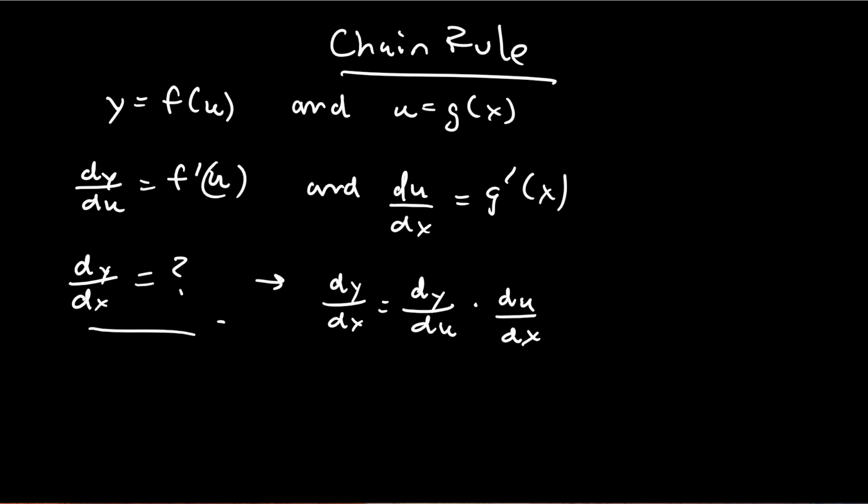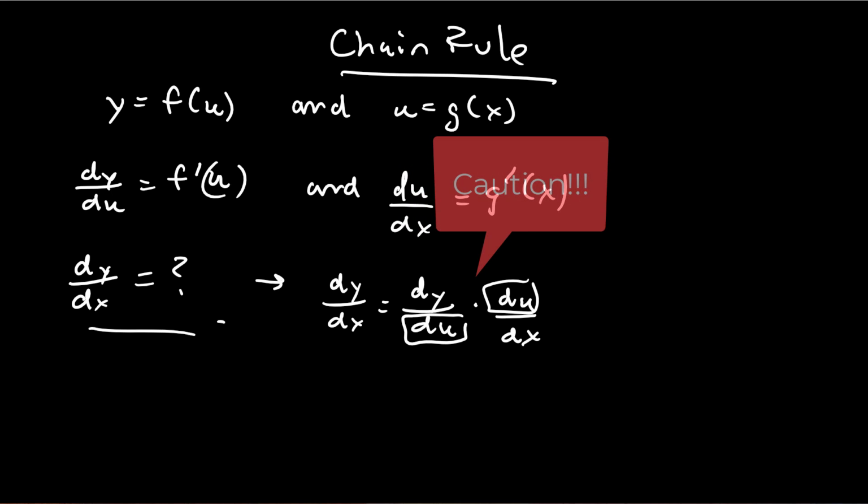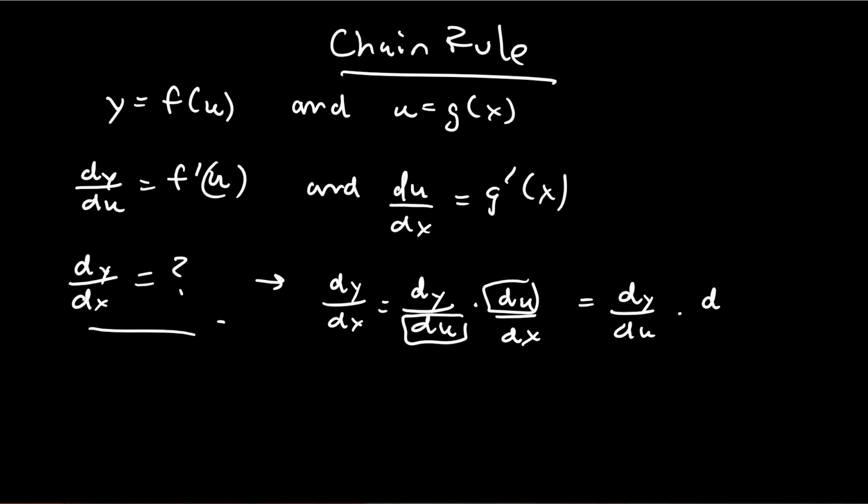Please don't treat this as a cross multiplication. That is, you can't cancel out this du by du. You cannot do that. It's dy by du multiplied by du by dx.